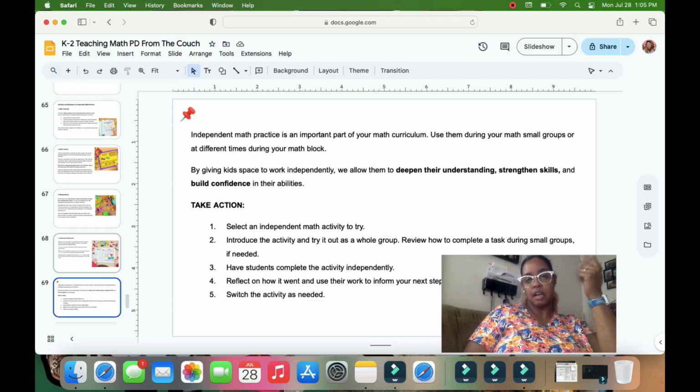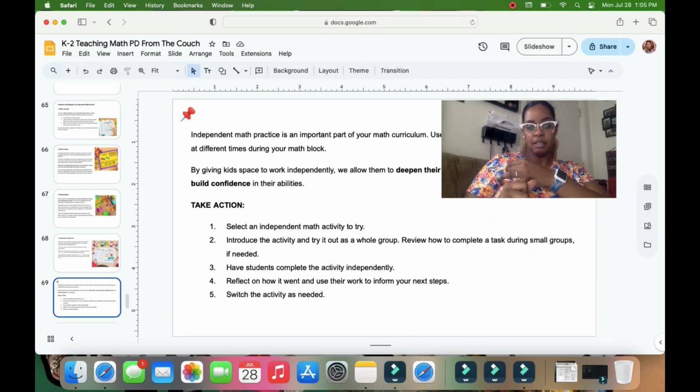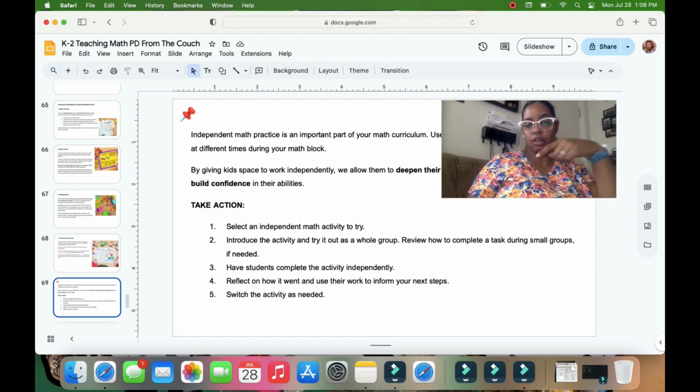So the next action that you should take is just to select an independent math activity to try, introduce the activity and try it out as a whole group, and then, of course, review how to complete the task during small groups if needed, and then have students complete the activity independently. Reflect on how it went, use it to inform your next steps, and then just switch the activity as needed.